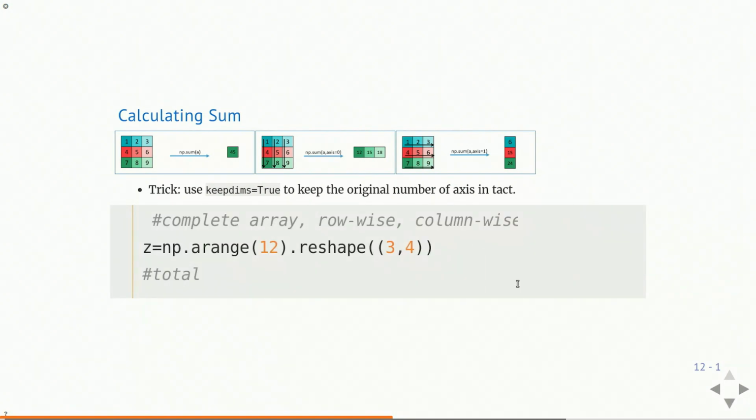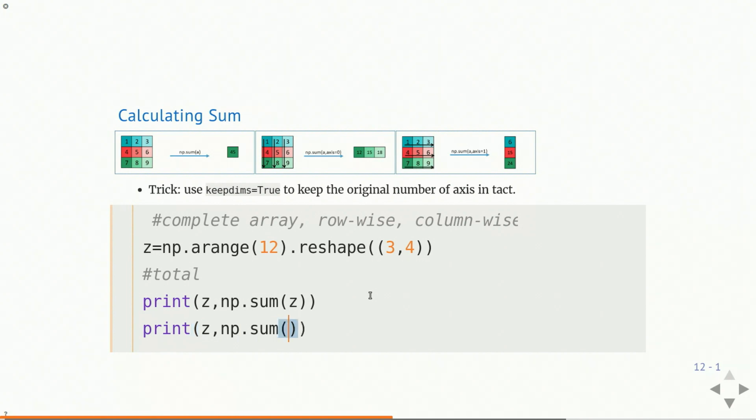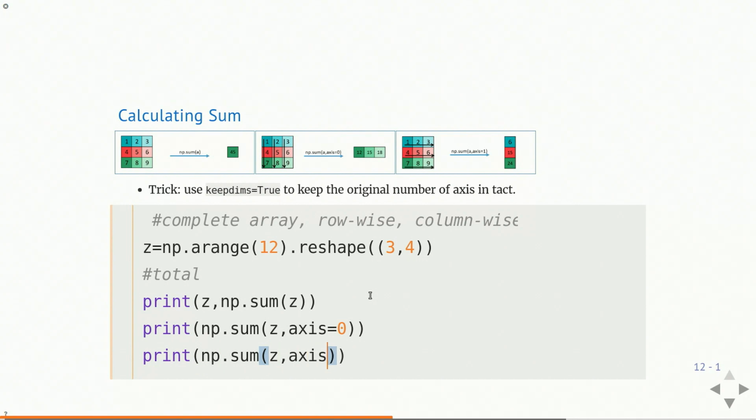Let's see the sum function in practice. So given this 2-dimensional array, let's first get the sum of all elements. Print sum of z. So we can go and print z and print sum of z, and then let's print the sum of all the columns. Sum z is equal to axis equal to 0, and print np.sum of z with axis equal to 1. Axis equal to 0 means we are summing along the rows, and axis equal to 1 means we are summing along the columns.